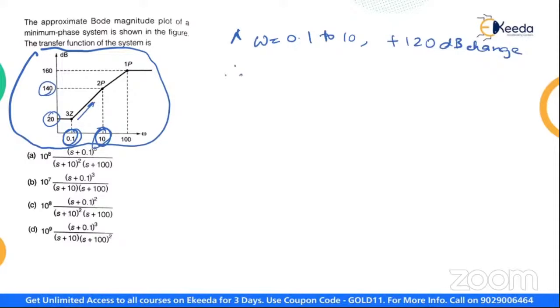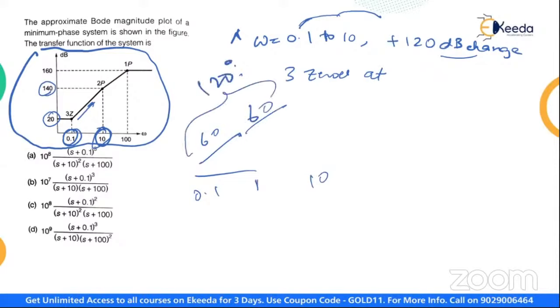Therefore, what does that mean? If it is plus 20 dB, there will be one zero contribution. Since there is a 120 dB change, which means there are going to be 6 zeros, because from 0.1 the next decade is 1, and after that the next decade is 10. So from 0.1 to 1 the change must be 60, and from 1 to 10 the change must be 60, such that in totality the change will be 120. Correct or not? Yes. Therefore, you need to have 6 zeros at 0.1.